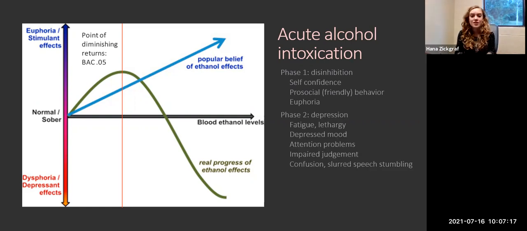Phase two is the diminishing returns, called the depression phase. This is where alcohol starts to make you feel tired and lethargic. It's where your mood starts to become depressed. It's where your ability to pay attention to things and your judgment start to decline, and where your motor skills start to become impaired. The third phase is acute alcohol intoxication. And this is when drinking alcohol actually becomes dangerous. It can lead to things like blackouts, coma, respiratory failure because of its depressant effects on the nervous system.